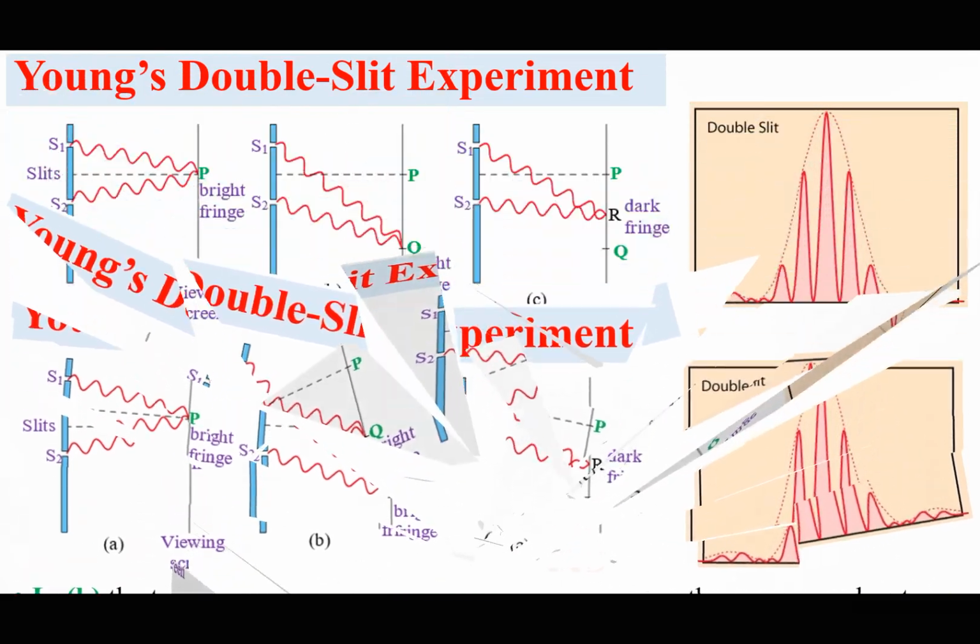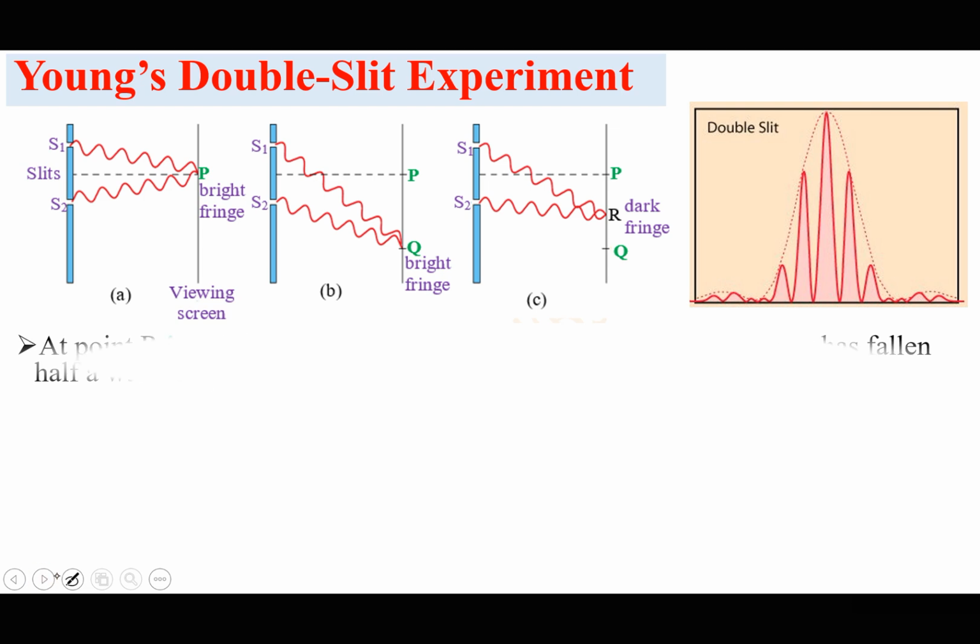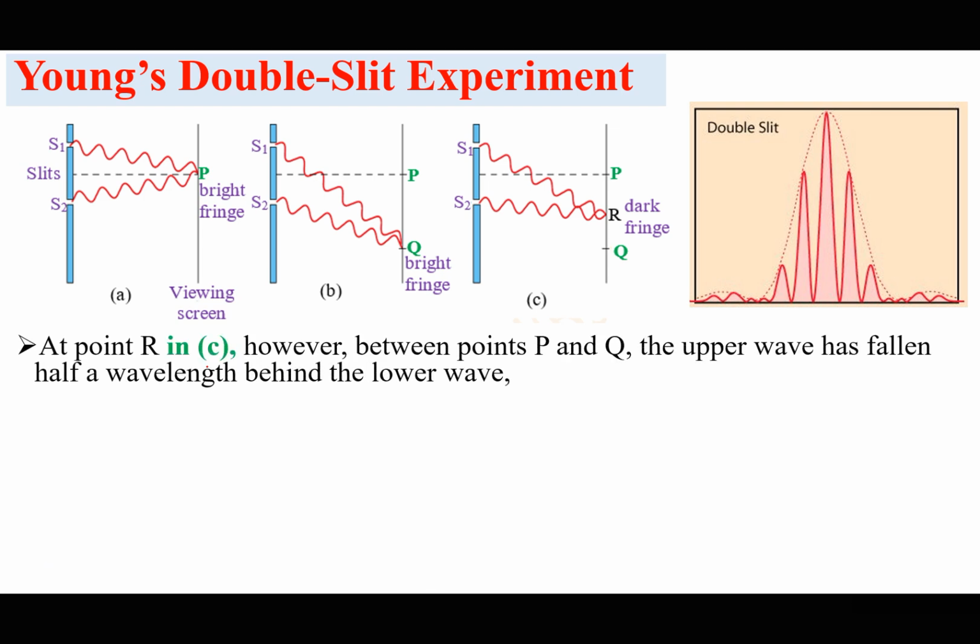Then let's talk about C. For C, we have also seen that between points R and Q, the upper wave has fallen half a wavelength behind the lower wave. So here we saw the other one was 6, and this one was 5.5 wavelengths. So the path difference is 6 wavelengths minus 5.5 wavelengths, which was half a wavelength. So the upper wave has fallen half a wavelength behind the lower wave. That means the upper wave has actually traveled a longer distance than the lower wave.